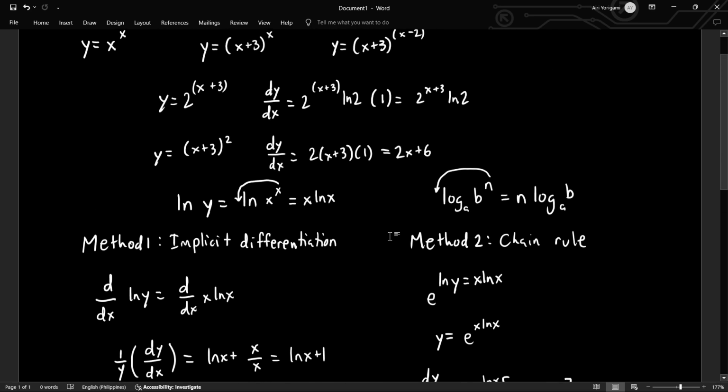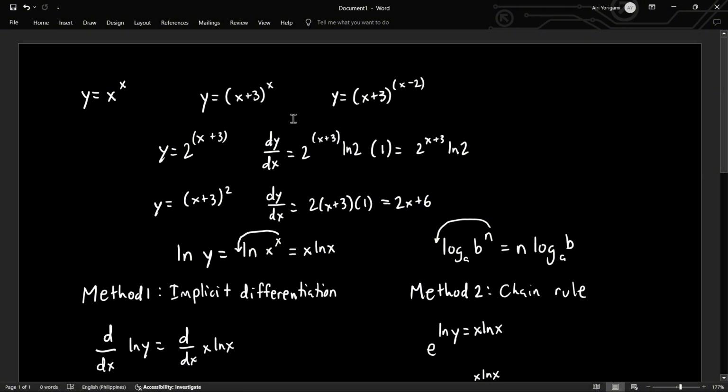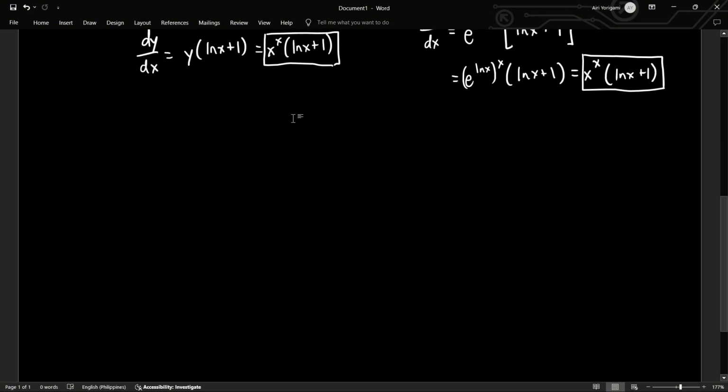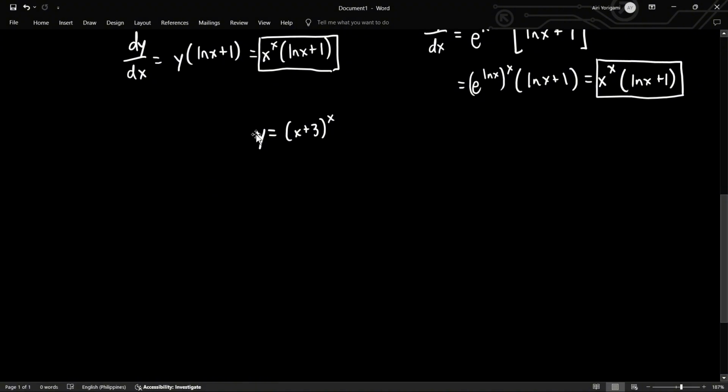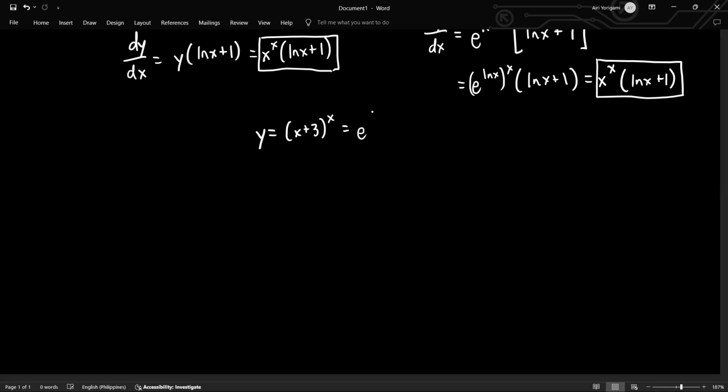Let's have a second example. y equals x plus 3 raised to x. Let's try to use method 2, the chain rule, so that we don't need to take the natural logarithm of y. We could just say that's equal to e raised to ln of x plus 3 raised to x, or simply e raised to x ln of x plus 3.